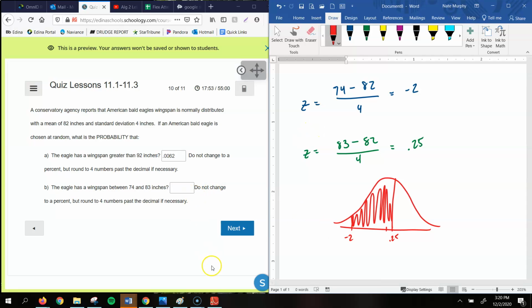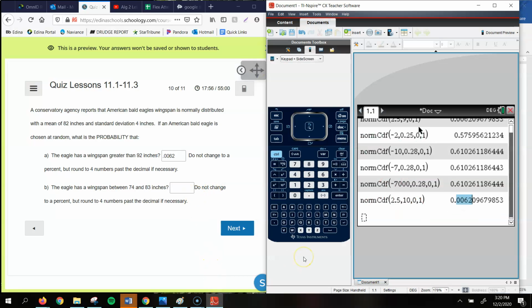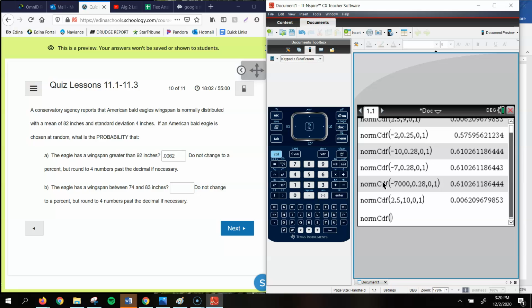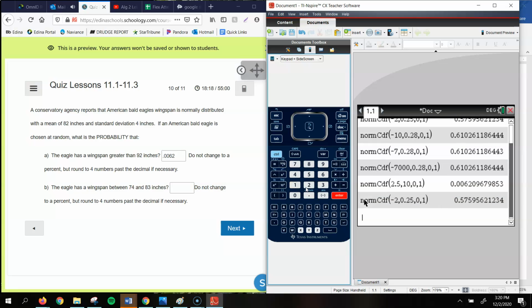So I'm going to go to our calculator and do that bookmark, CDF again. Our lower limit was, what was it? It was -2. And then our upper limit was 0.25. And then 0 and 1. When we do that, we get 0.5759, and then after that is a 5. So we would round this up to 6.